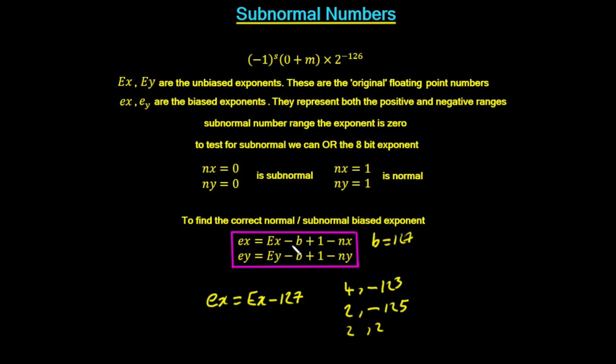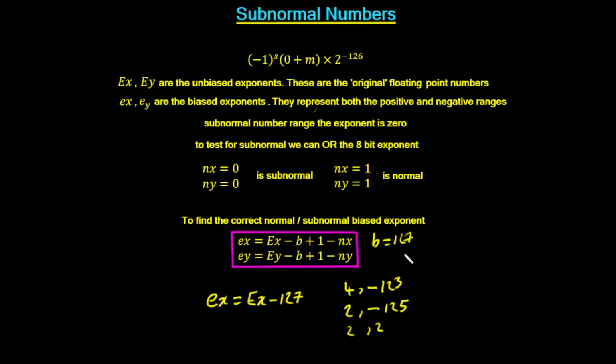But we want to add in the option of a subnormal result. In order to get a subnormal result, we would have the 1 minus the nx. So let's say, for example, the is-subnormal flag comes back with a value of 0. That would tell us that the number here is actually a subnormal number. Then we would have 1 minus 0, so we would be adding this extra 1 on. So the final exponent would be EX minus the bias plus 1.